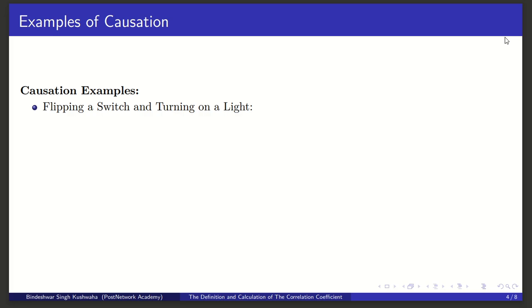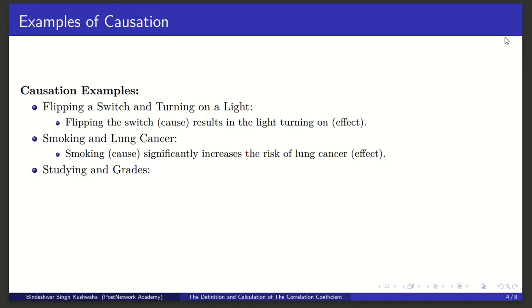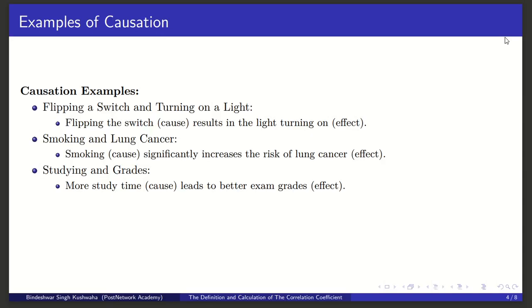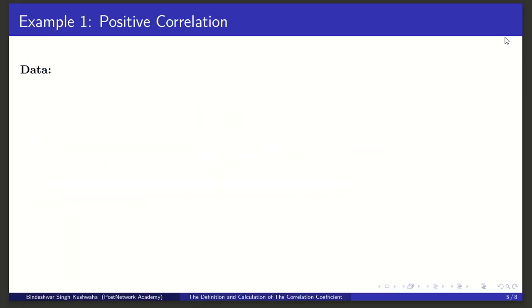So see some examples. Flipping a switch and turning on a light. Flipping the switch is the cause, the light turning on is the effect. Smoking and lung cancer. Smoking significantly increases the risk of lung cancer. So smoking is the cause and lung cancer the effect. Studying and grades. More study time leads to better exam grades. Exercise and fitness. Regular exercise improves physical fitness.